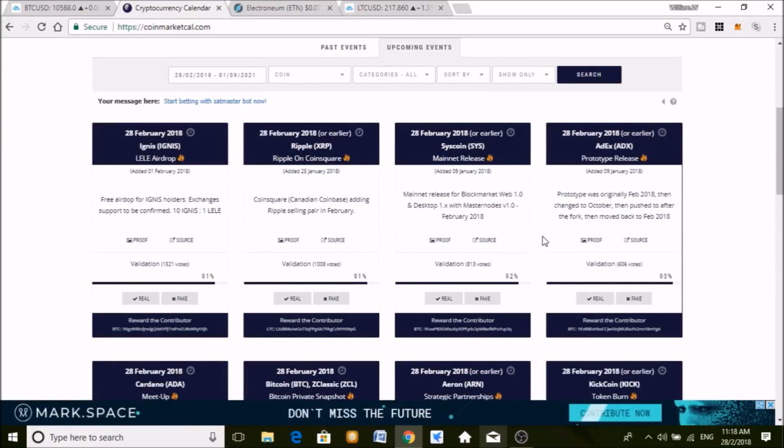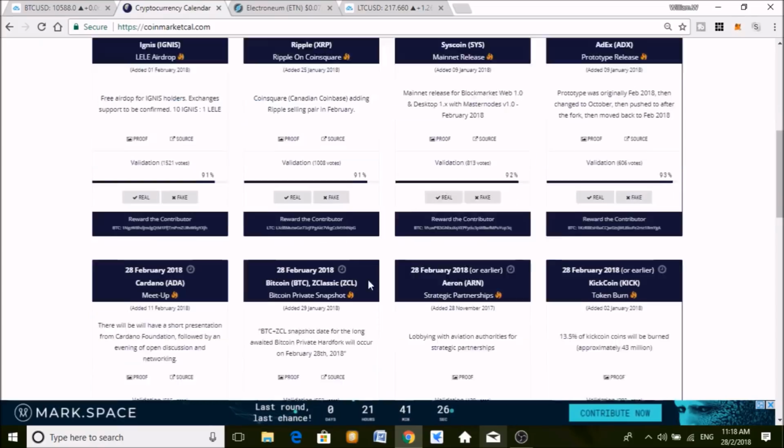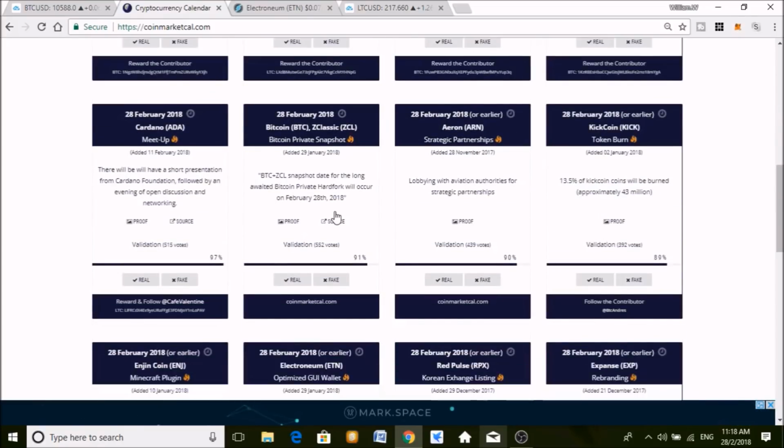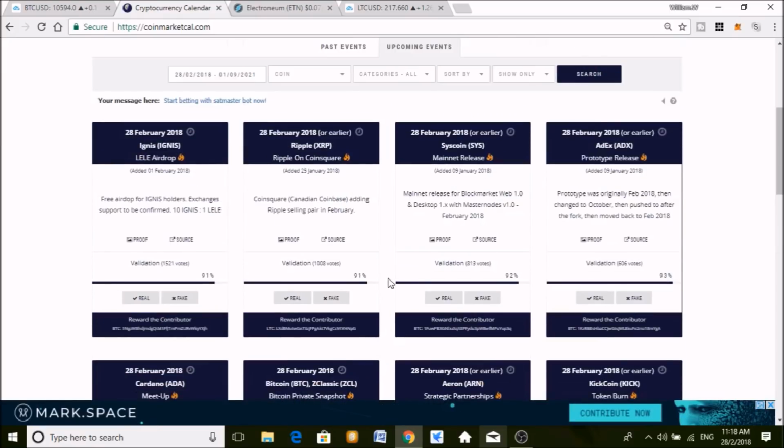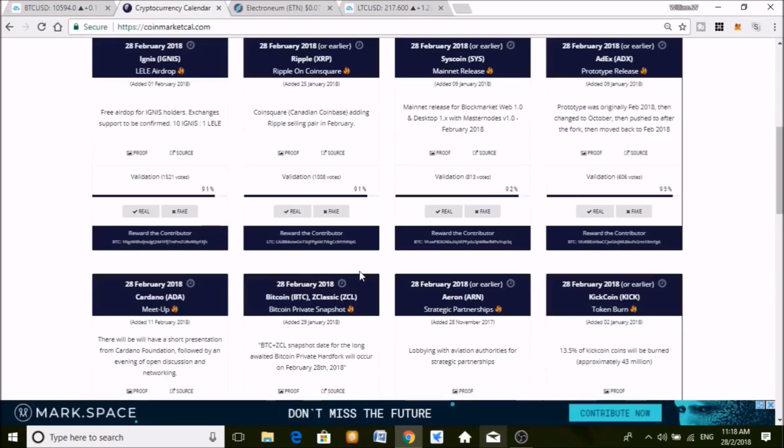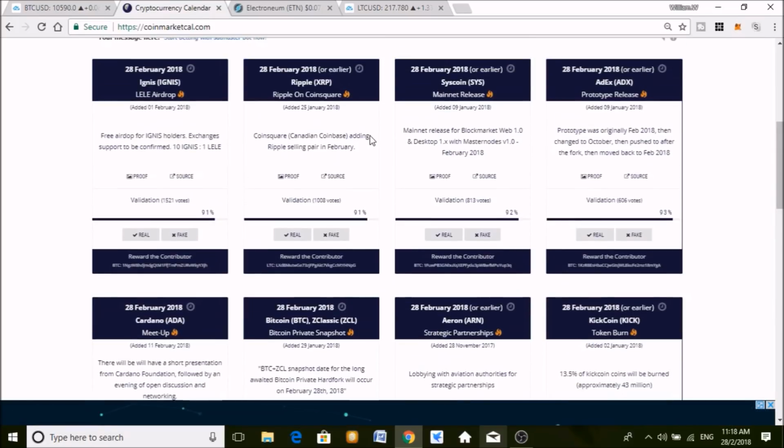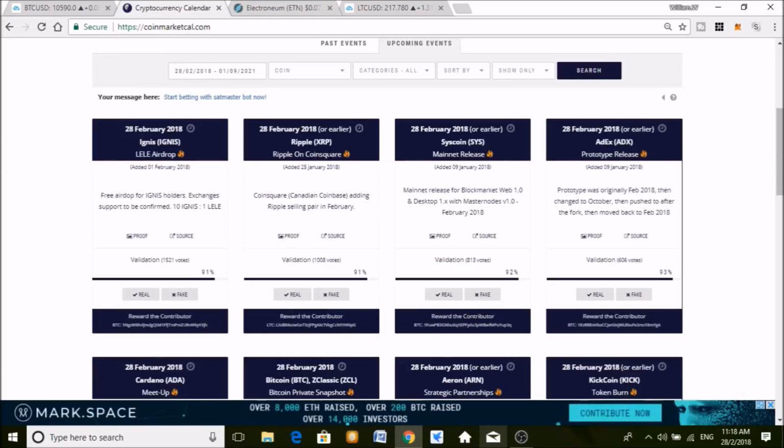What we have to focus on here is the validation votes. So the higher the validation is, the more likely the event will happen. And you see the ones with above 80-90%, it's pretty much got good validation proof. And you can also click on the source to see where they get the claim that this event will happen from. Also, of course, you can check the specific coin's Reddit or Twitter to see if they have any posts or tweets regarding the event.